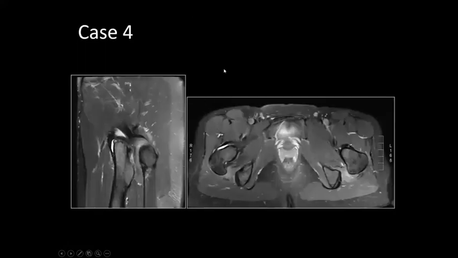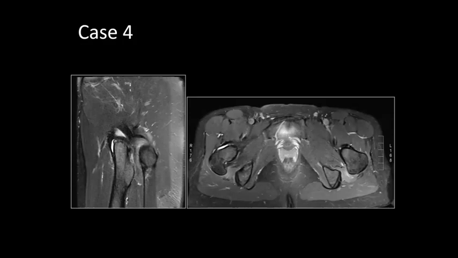Okay, we move on to a different entity here, and if we have a resident who could look at this MRI. Okay, Dr. Mohammed Jihad. Yes, professor, good morning. Good morning.